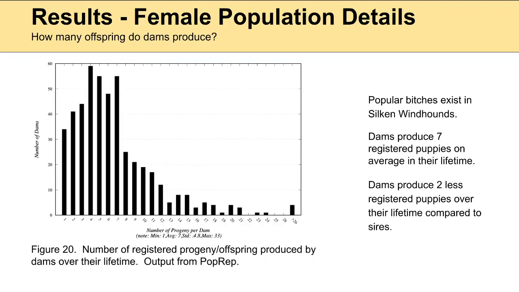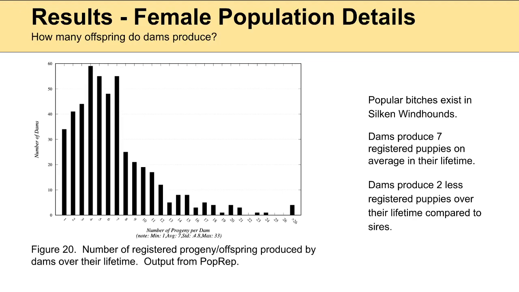And again, if we're looking at dams and what they're able to produce, we're looking here at the overall number of registered progeny offspring produced by dams over their lifetime. And the average is dams will produce 7 registered puppies in their lifetime. And that means that they're producing 2 fewer registered puppies compared to sires. Are they actually producing fewer puppies? Or are their puppies just not being registered? This is a problem with the data that we have at our disposal. We don't know if it's a dam problem or if it's a registration problem.